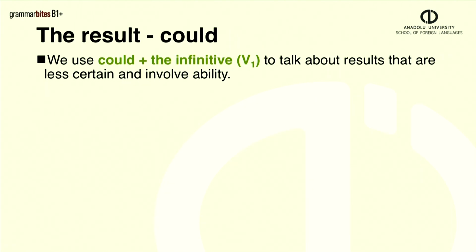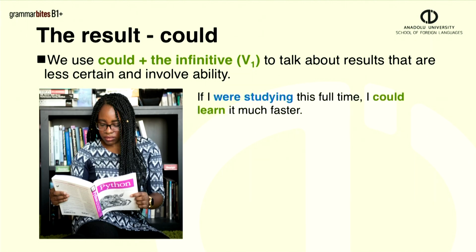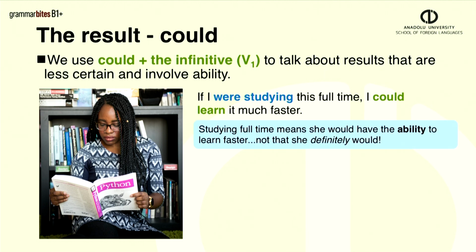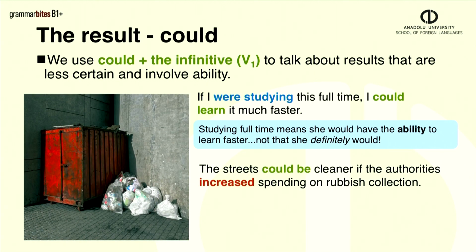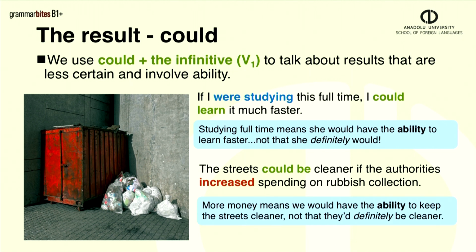We can also use could plus the infinitive in the result clause to talk about less certain results that involve the idea of ability. If I were studying this full-time, I could learn it much faster. Studying full-time means she would have the ability to learn faster, not that she definitely would. The streets could be cleaner if the authorities increase spending on rubbish collection. More money means we have the ability to keep the streets cleaner, not that they'd definitely be cleaner.